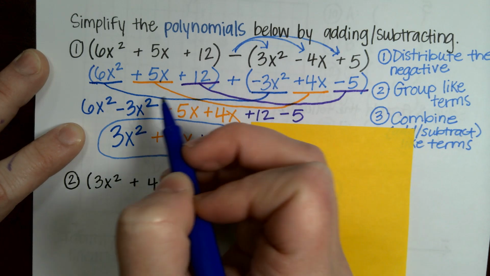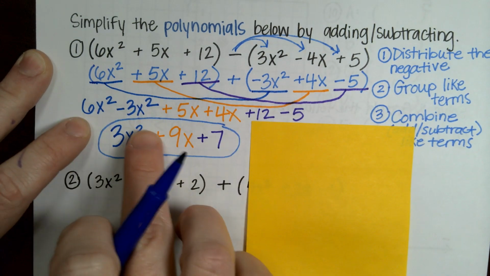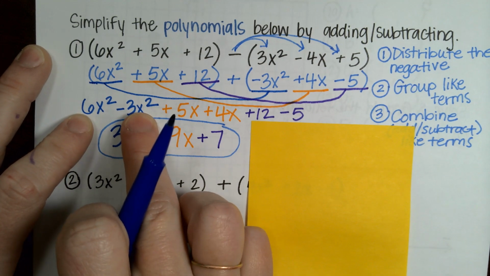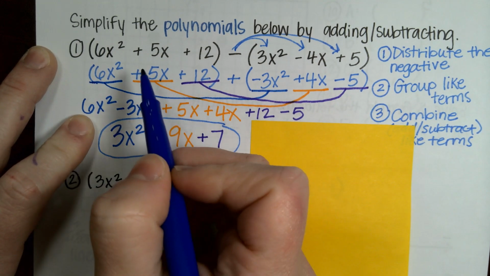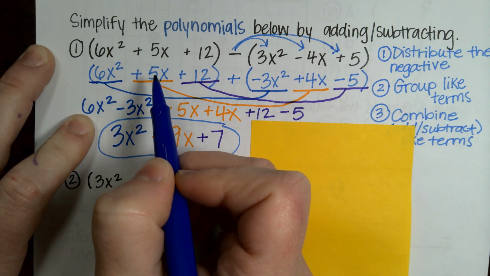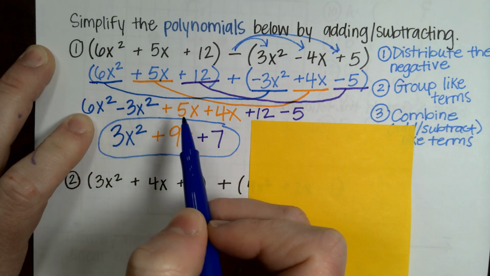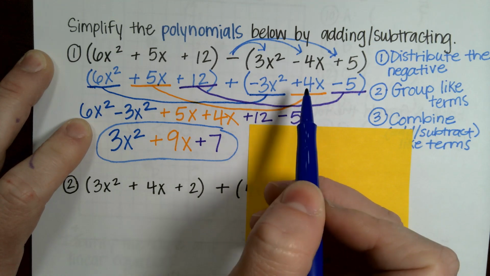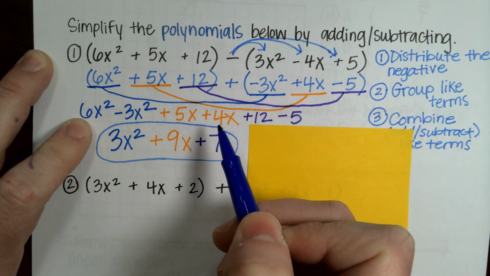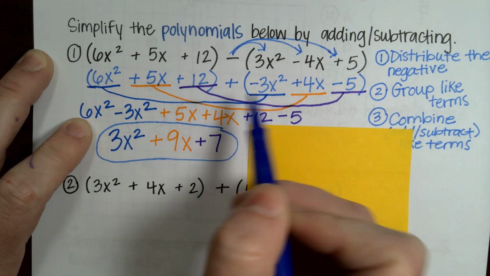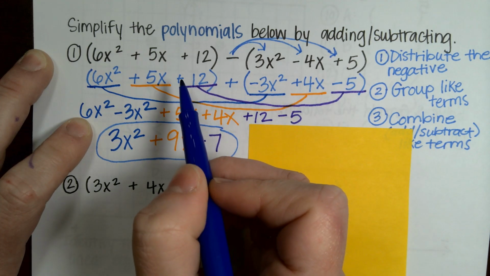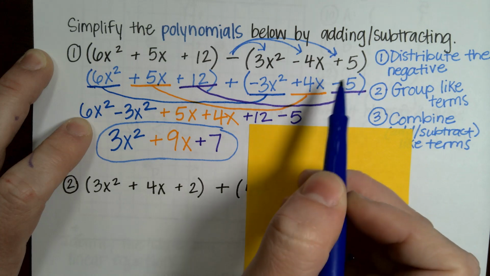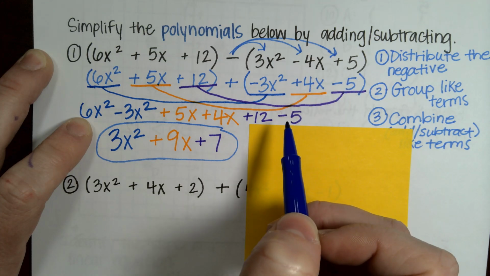So I'm just going to bring that down. So then I have 6 minus 3, basically. Okay? And then same thing here. I have plus 5x, so I brought that down here. Plus 5x. Plus 4x on the other polynomial. I brought it down. Plus 4x. Then my purples, my non-variable numbers, I have plus 12. Put that there. And minus 5. So I put that there.